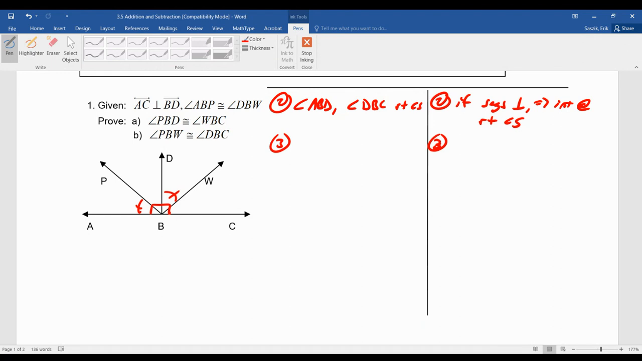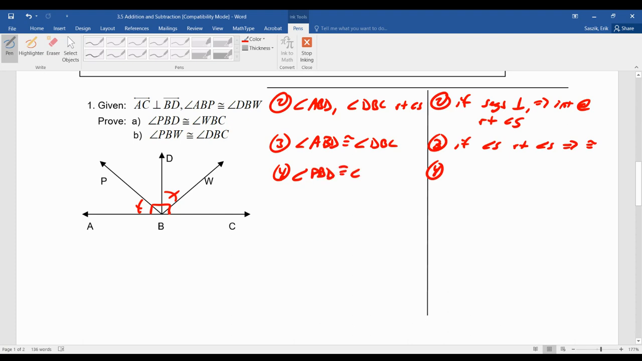called the subtraction method, because we established that these two angles were right. So we could also say that angle ABD is congruent to angle DBC. If angles are right angles, then they are congruent. And now we were given that these two angles are congruent. So if we subtract this angle from this right angle, and we subtract this angle from this right angle, we're going to be left with these congruent angles here. So angle PBD is congruent to angle WBC.